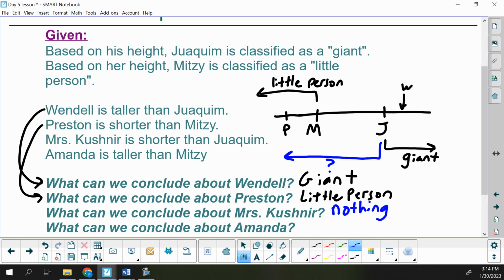Amanda is taller than Mitzi. So we know Amanda is somewhere in here. What can we conclude about Amanda? Nothing.